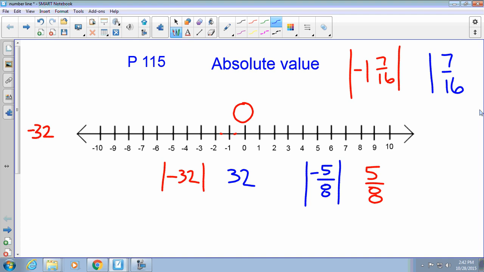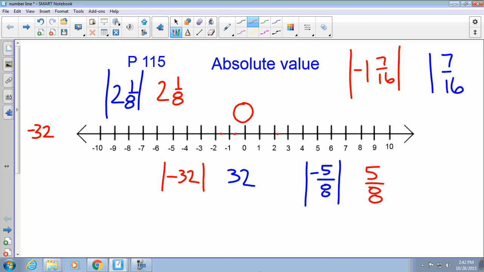Now you might see a pattern here. Absolute values are not going to be a negative number. In this case it's +32, in this case it's +5/8, and in this case it's +1 7/16. Now even if you have an absolute value, like the next example on page 116, it's 2 1/8. 2 1/8 absolute value is 2 1/8. So if you have a number that has no negative, and you're trying to find the absolute value, it would be 2 1/8 because that's how far that number is from 0 on the number line.